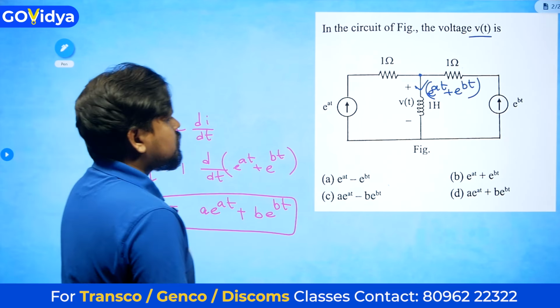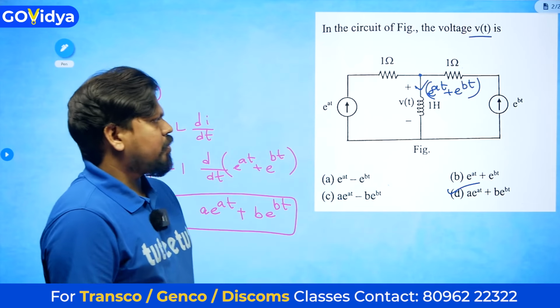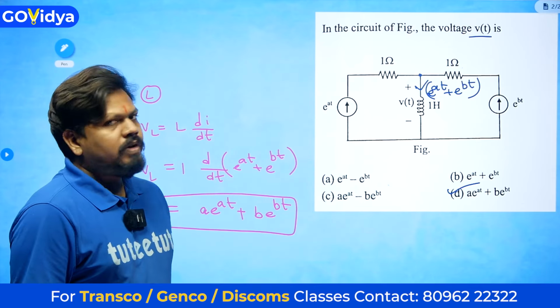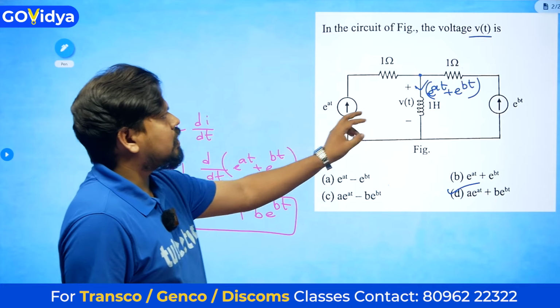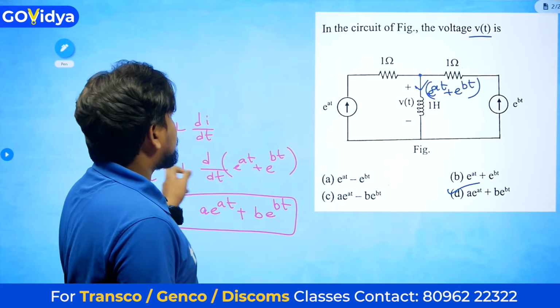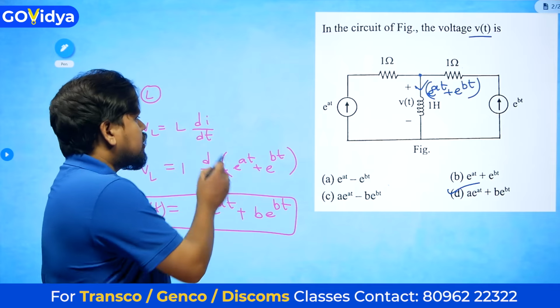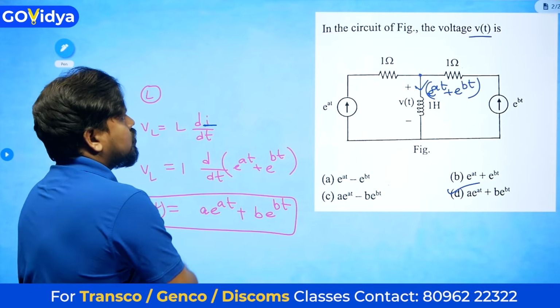So option D is the correct answer for this: a into e power at plus b into e power bt. Whenever you see this model of question, what are they asking? Voltage. So first we find out the relation for this, then whatever required thing we need, we find out the required thing. Let's see the next question.